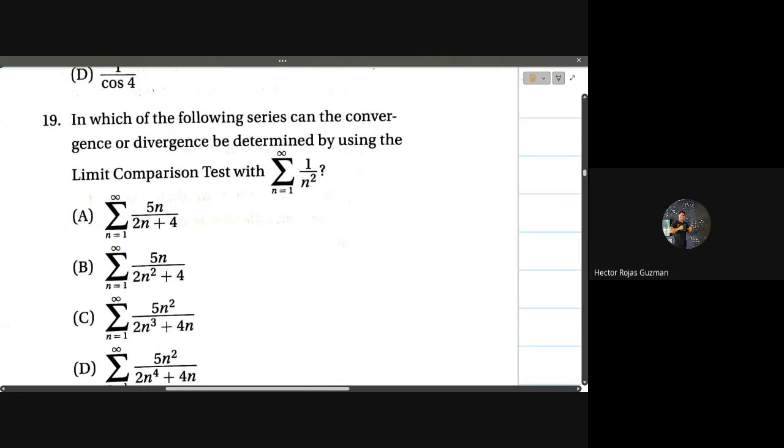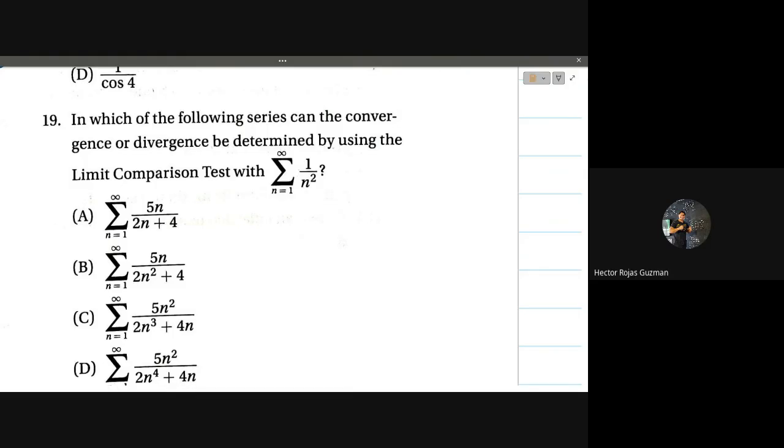In which of the following series can the convergence or divergence be determined by using the limit comparison test? Well, if I didn't have the choices, actually, sorry, this is already the simplified version. Ignore that. For A, if I wanted to use the limit comparison test, I would have to compare it with something like, I mean, these would cancel out in 5 over 2. It doesn't make sense. B, if you ignore this guy and you simplify, you could have 5 over 2n, or maybe even 1 over n.